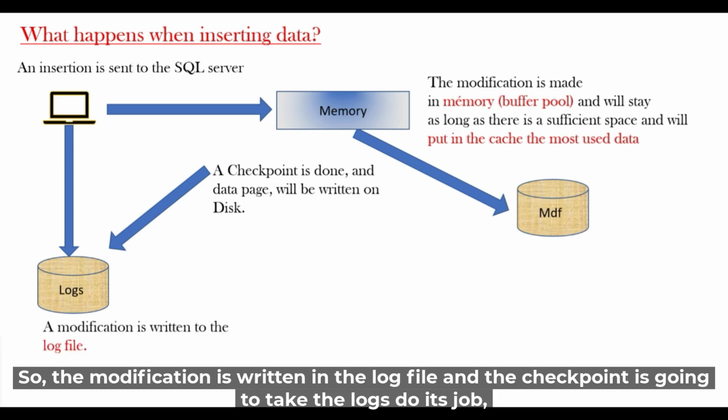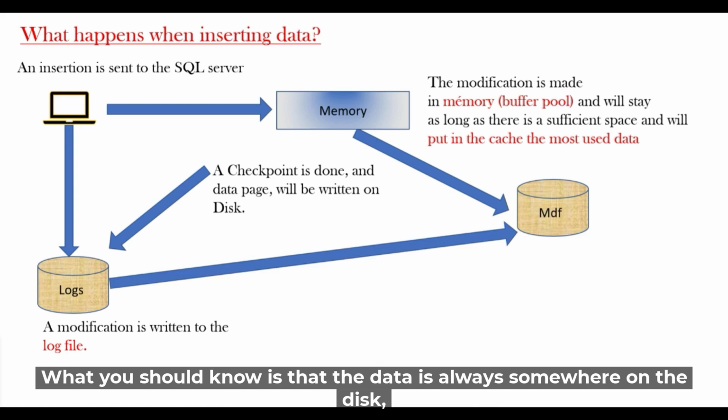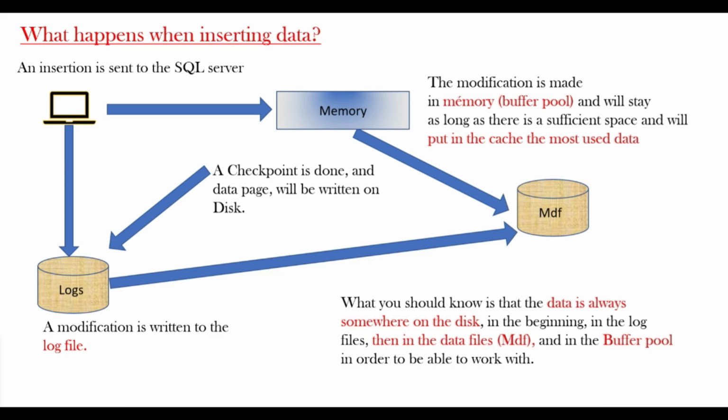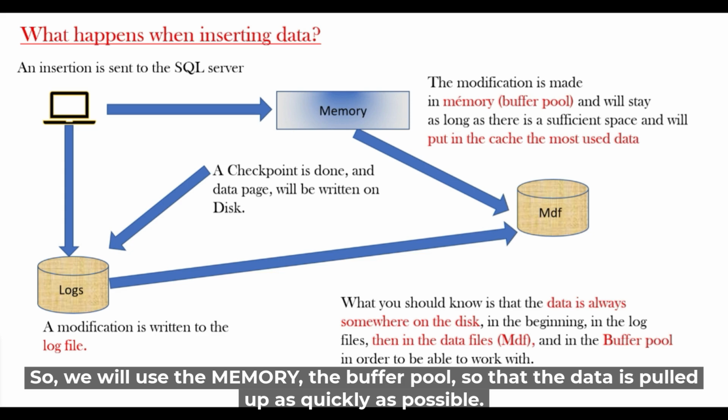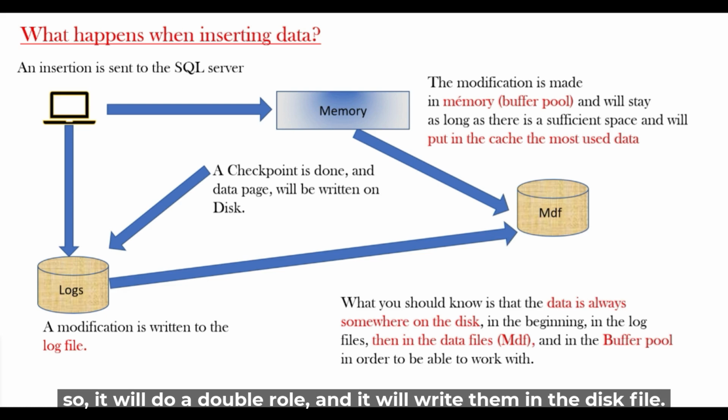So the modification is written in the log file and the checkpoint is going to take the log and do its job to write to the disk. What you should know is that the data is always somewhere on the disk: in the beginning in the log file, then in the disk, and in the memory, the buffer pool, in order to be able to work with it. We use the memory so that the data is pulled up as quickly as possible. The checkpoint will see what there is in the memory and also in the log, so it does a double role and writes them to the disk file.